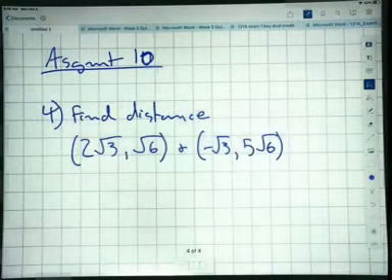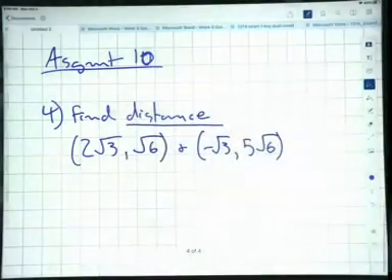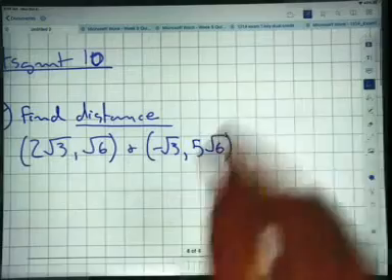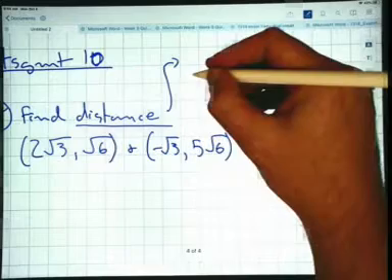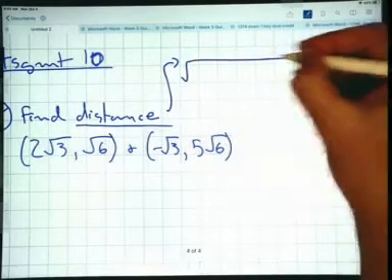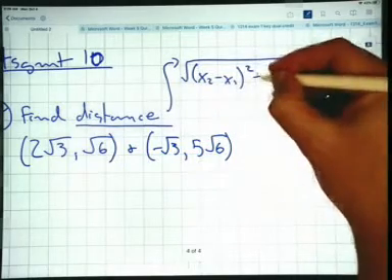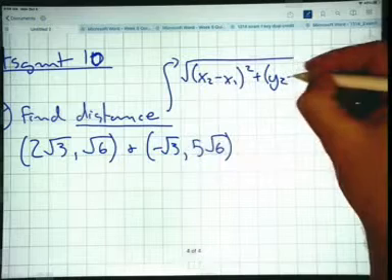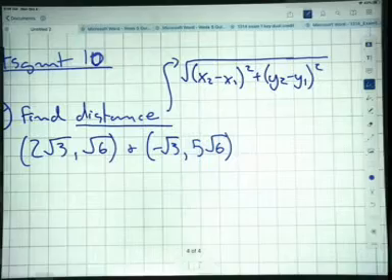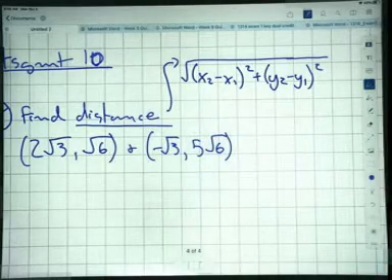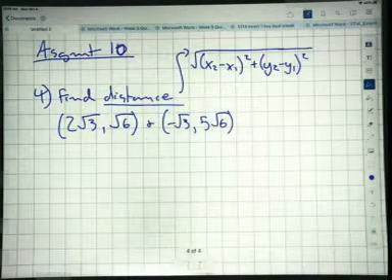Alright, so we want to find the distance between these 2 points. And anytime that we're talking about distance between 2 points, we have our distance formula, which is the square root of x2 minus x1 quantity squared plus y2 minus y1 quantity squared, which is really just derived from the Pythagorean theorem dealing with right triangles.